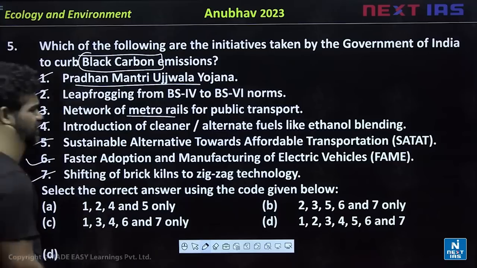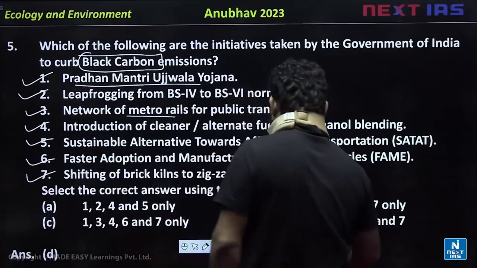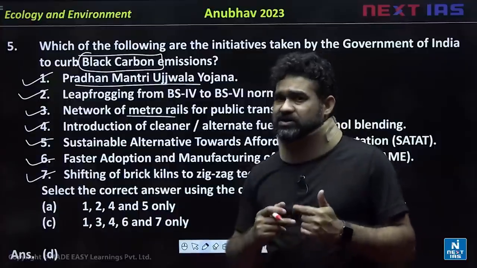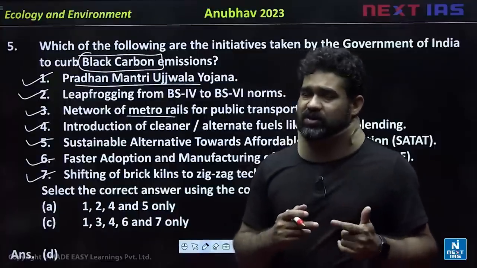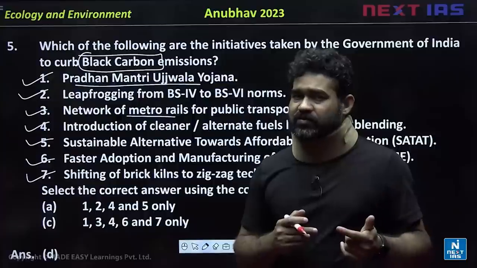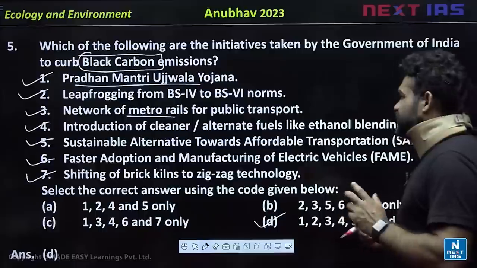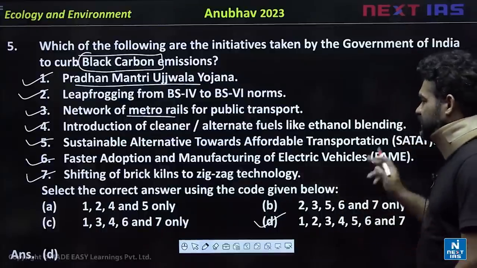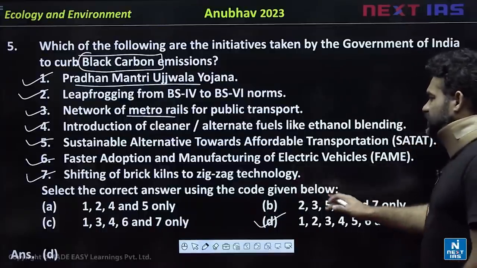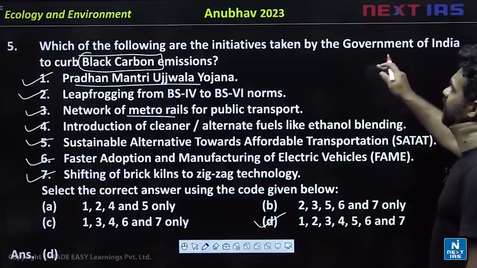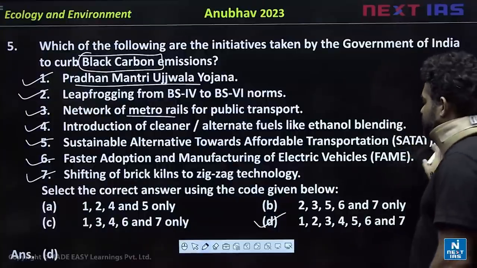It's an easy question. Most of those programs, you just remember, which are focusing on more efficient use of fuel, using cleaner fuel, reducing the reliance on fossil fuel as an important source, in those cases the black carbon emission would decrease. So select the correct answer, black carbon emission curb. And so answer would be all.